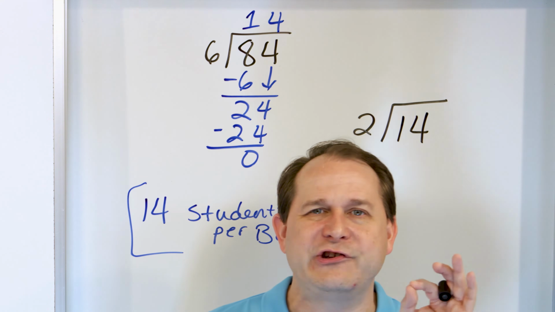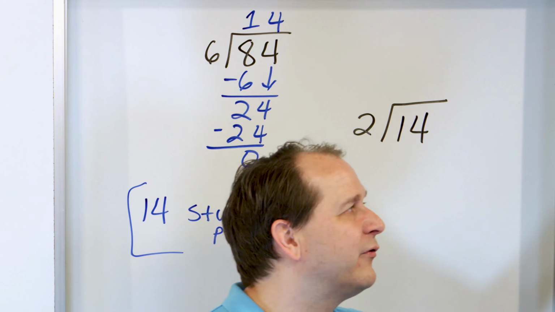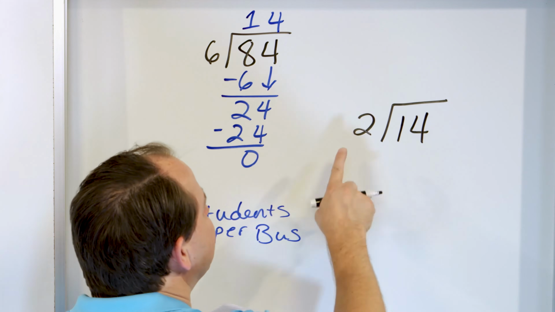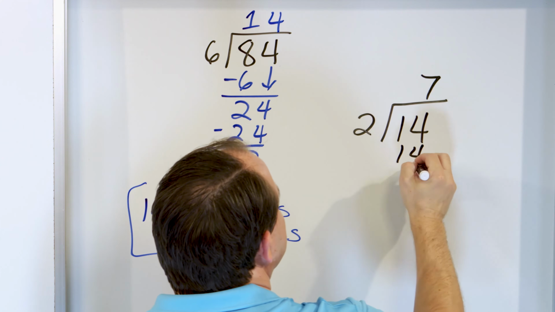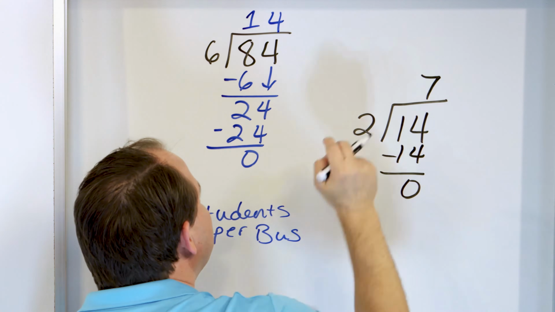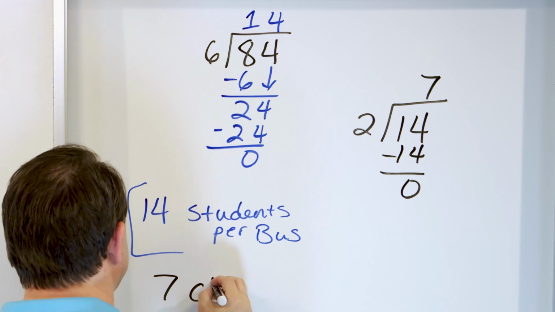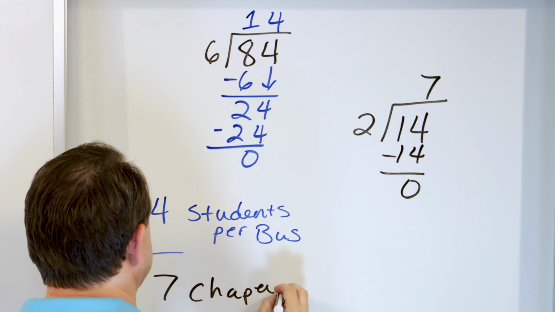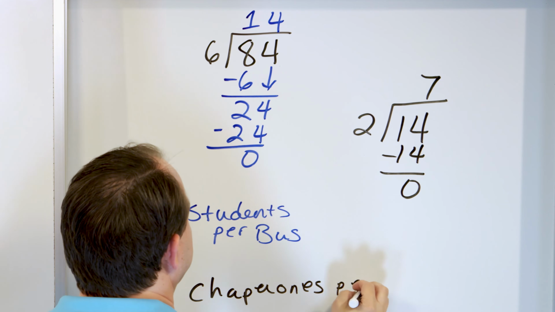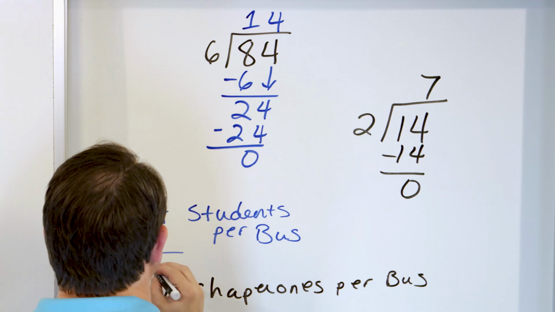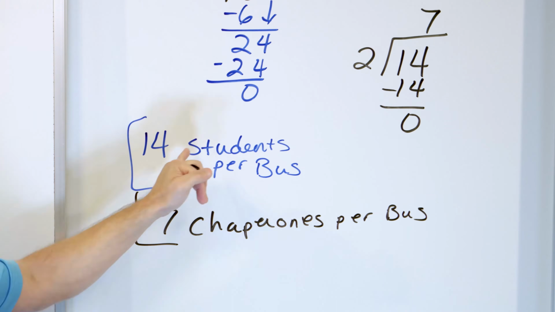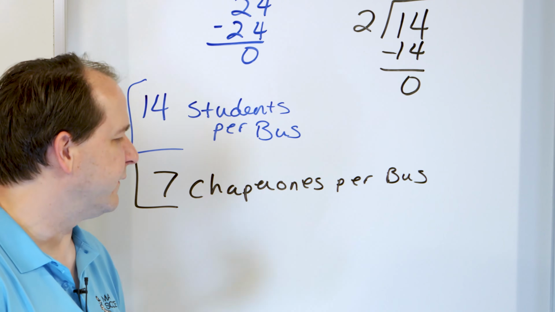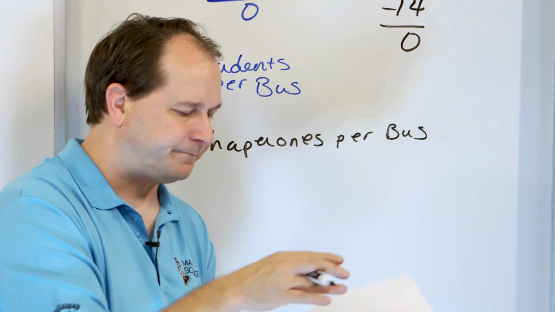But I don't need that many. I only need 1 chaperone for every 2 students. So I'm going to divide that by 2. And then, of course, 2 times 7 is 14, and you can do the subtraction, remainder of 0. So I'm going to need 7 chaperones per bus. So basically on every bus, you're going to have 14 students on the bus, and you're going to have 7 chaperones on the bus as well.